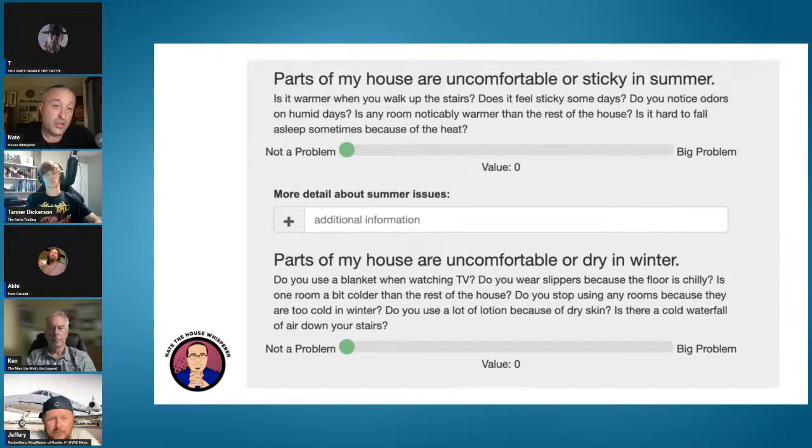Do you notice odors on humid days? It's a sign that dehumidification is not working well. Is any room noticeably warmer than the rest of the house? So there's all these sorts of things. So the first question is, are there any rooms that are warmer in summer? Second one is fundamentally, are there any rooms that are colder in winter?